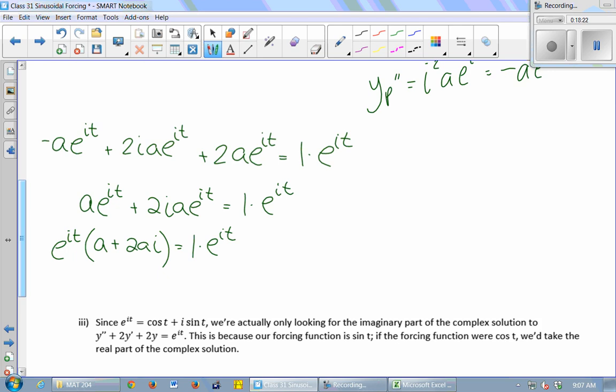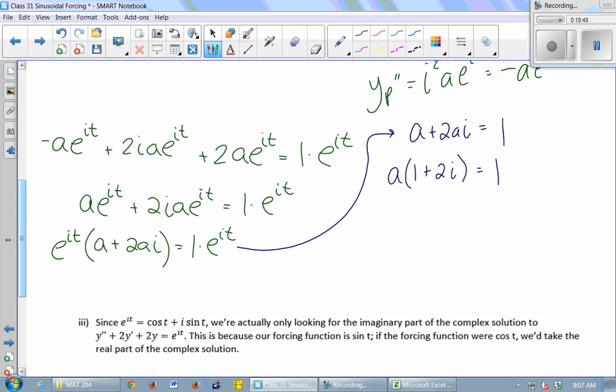And then equate the coefficients. So it's got to be that a plus 2ai equals 1. The coefficient on e to the i t on both sides has to be the same for that equation to be true. Factor out an a from the left, and I'm left with 1 plus 2i. And then to solve for a, just divide both sides by 1 plus 2i.